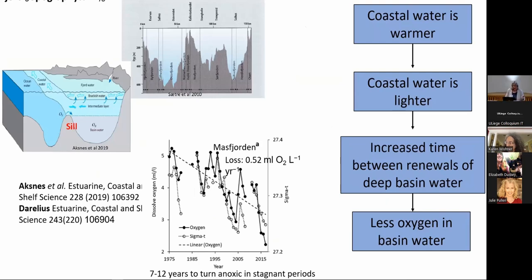If there's supposed to be water exchange in the deep water, getting more fresh, better oxygenated water, then what comes in needs to be heavier. And as we have seen, coastal water has been warmer. That means it becomes lighter. And that also means increased time between the renewals of the deep basin water, and less oxygen in the basin water. And we have a time series here from this fjord. It shows about 7 to 12 years turnaround before it can turn anoxic, actually.